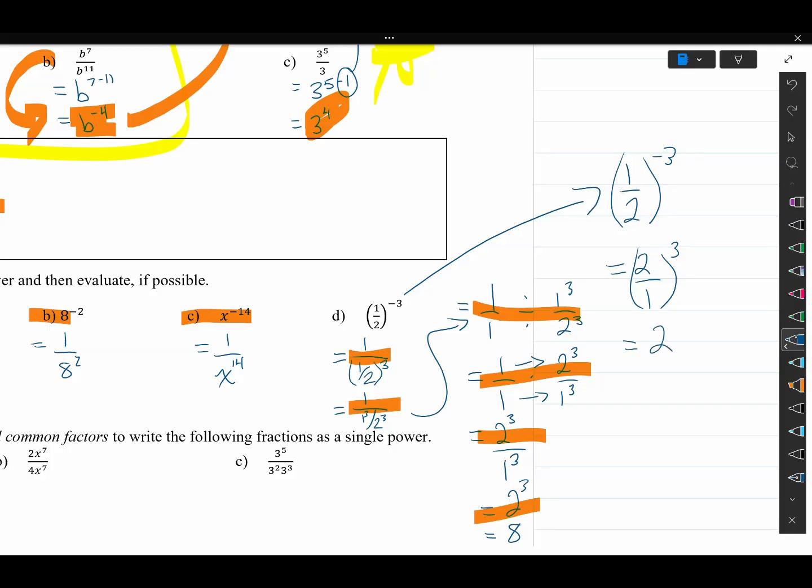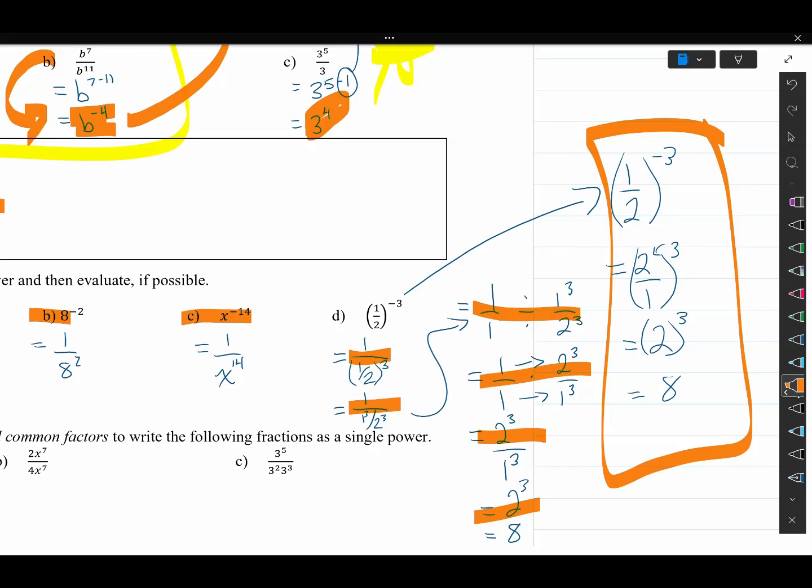So really, I'm working with 2 to the exponent 3. We know what we're doing there. That's 8. There's our shortcut. Now you have it for the future.